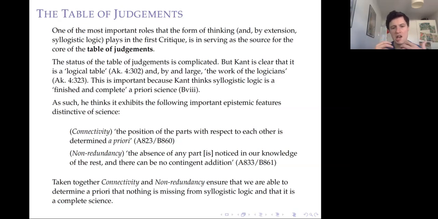It's a very big question, but here's a brief sketch of what might be going on, I think is plausible. The basic idea is that syllogistic logic has the characteristics of what Kant calls a strict a priori science at various other points. That is, all of the parts of the science are connected in the right kind of way, what I call here connectivity. And each of the parts are non-redundant. So there's no redundant aspect of the whole.